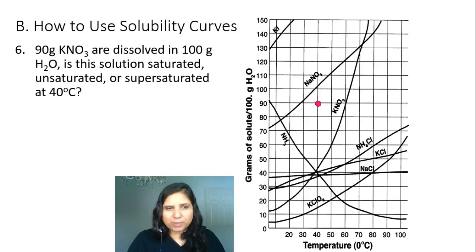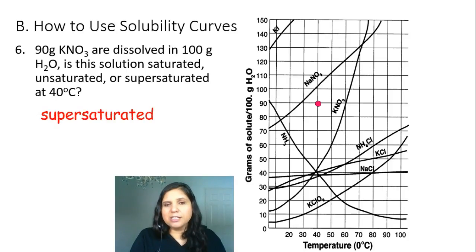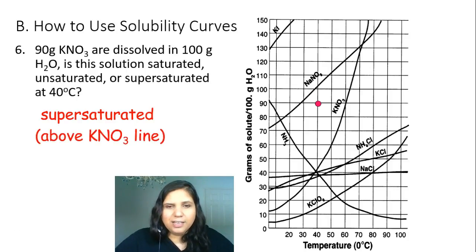So the reason why we're saying this is above the amount and it's supersaturated is because it states in the problem that these 90 grams are dissolved. Okay, if they were just added, then it probably couldn't dissolve. It's above that potassium nitrate line and it says dissolved.